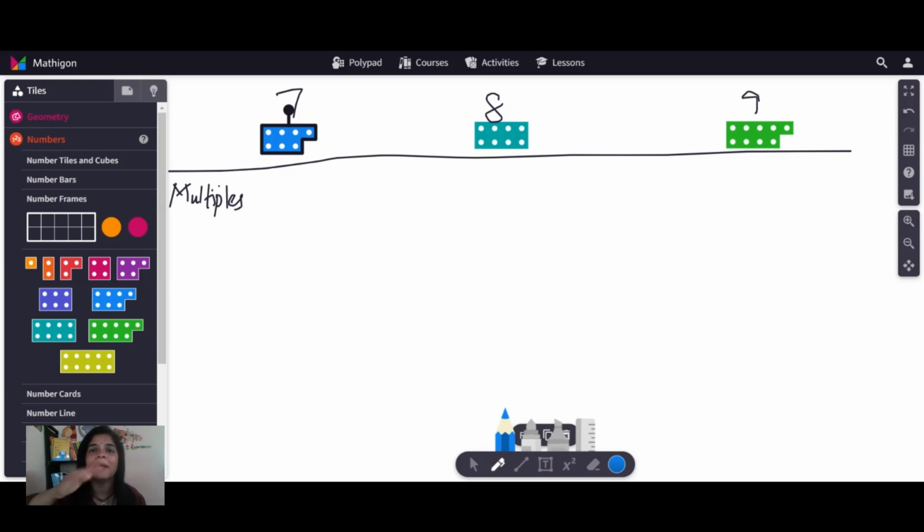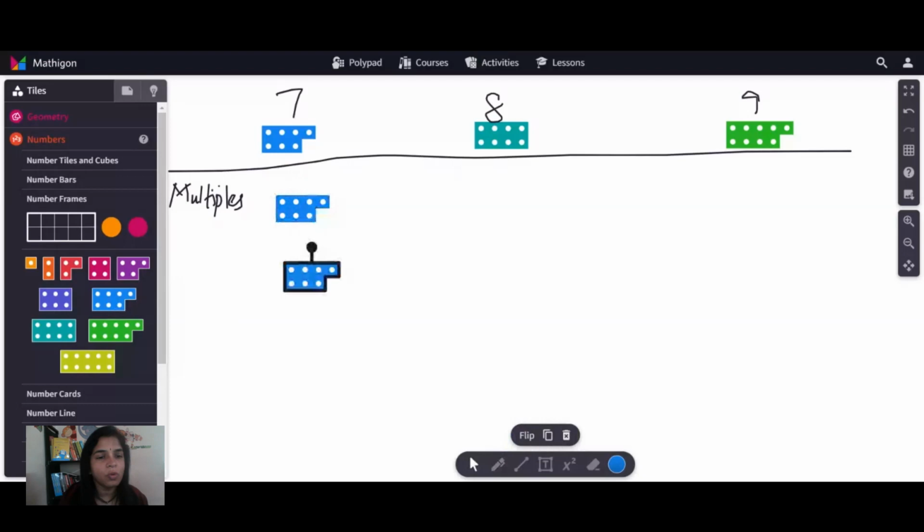Multiple means many times. So this 7 is going to come many times. That's the point here. Now, what's the meaning of many times? Okay, I got this 7. One time, right? Then what I'm going to do? One time and another 7. Another 7.